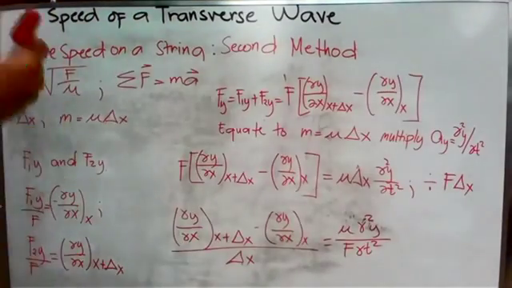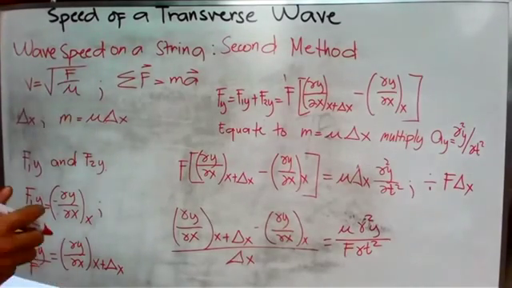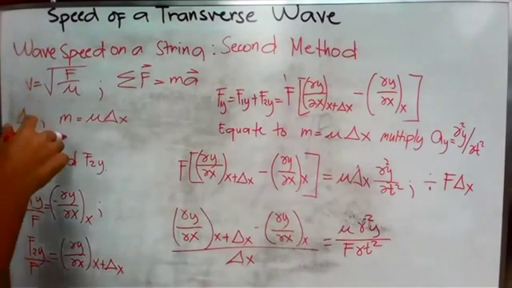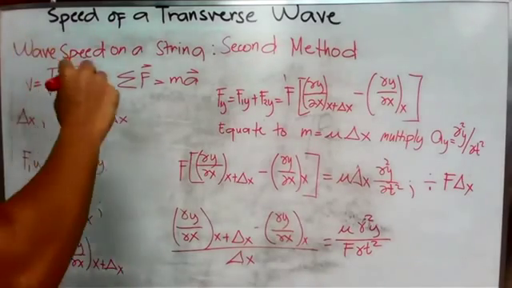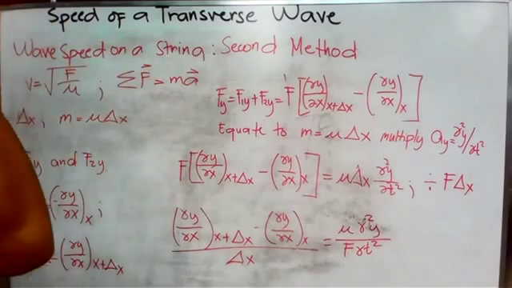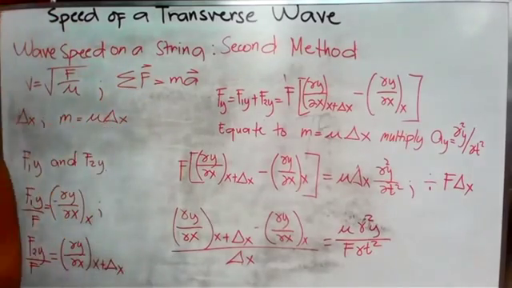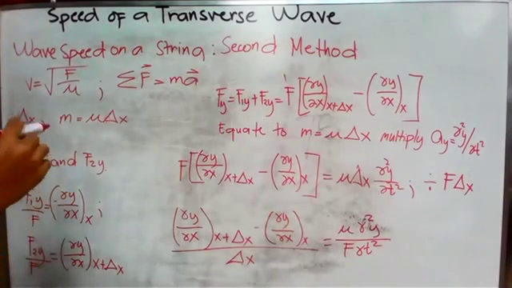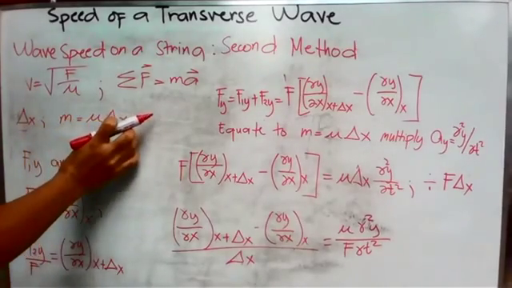Now we have the second method of solving the wave speed on a string. We have here the alternative derivation of V is equal to square root of F over mu. Now we apply Newton's law, which states that the summation of all forces is equal to mass times acceleration. Take a small segment of a string whose length at equilibrium is change of x, and then the mass of the segment is m is equal to mu times change of x.